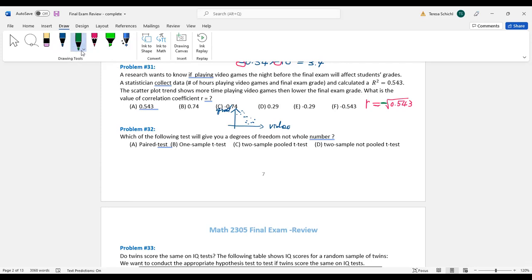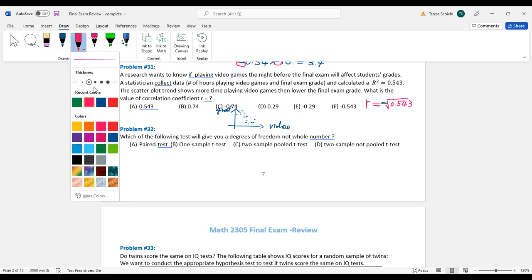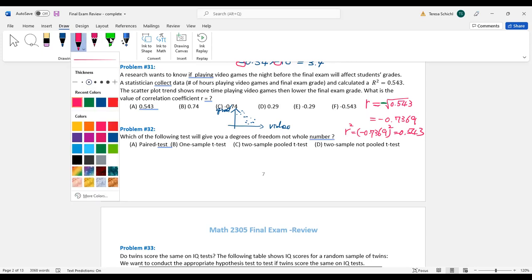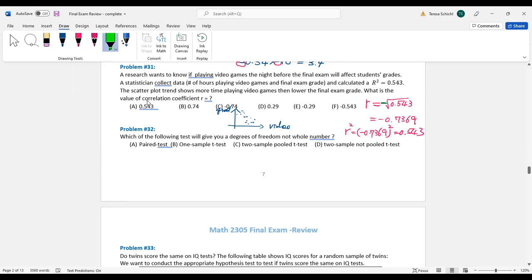So let's take a look. What are these numbers here? It will be negative 0.7369. Because I know the R, when you square the negative 0.7369, you still get 0.543. So when you take the square root, you can get a positive or negative. So now you need to decide whether this is negative or positive.